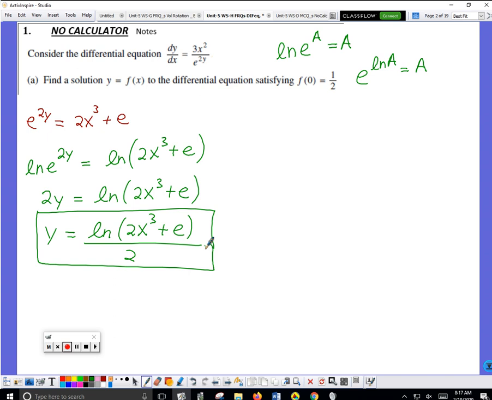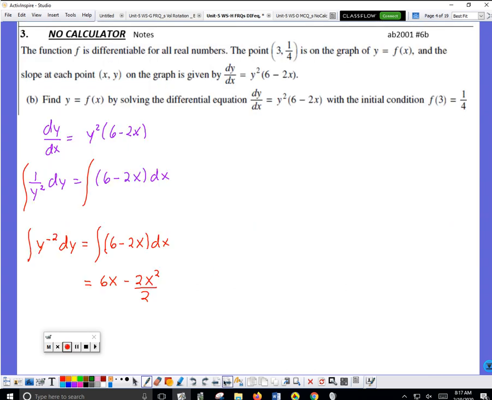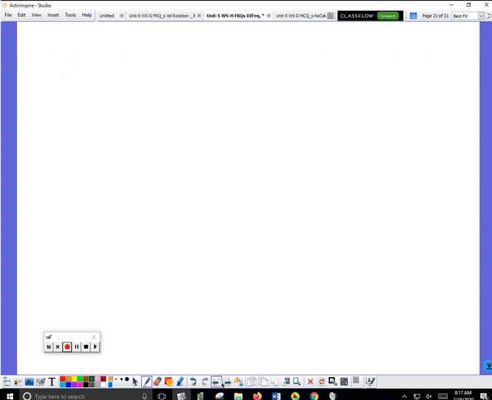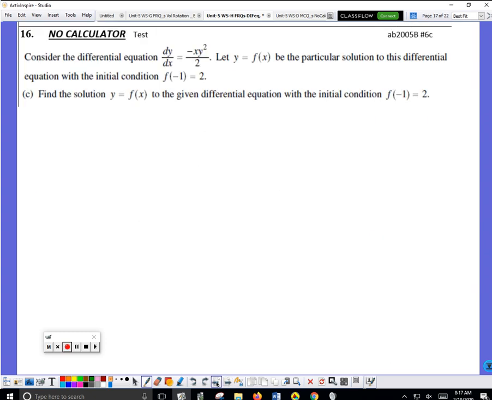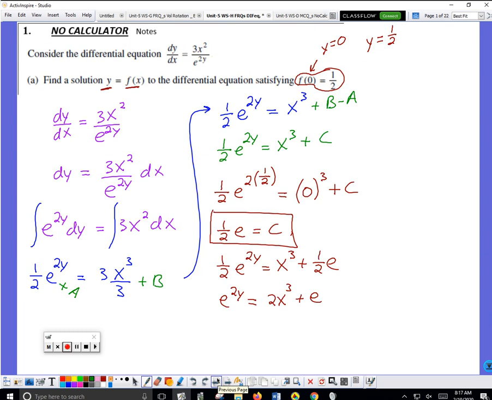Cool. If you look in the back, I don't know if I copied over the answers. Yeah, I forgot to copy the answers. Hold on. If you look in the back of your packet, let me just copy those over real fast. Hold on.